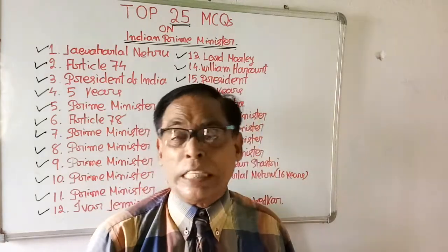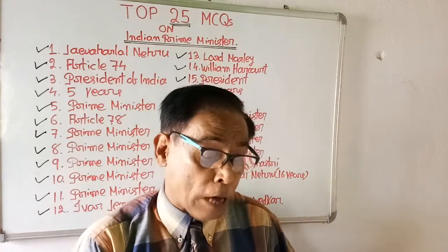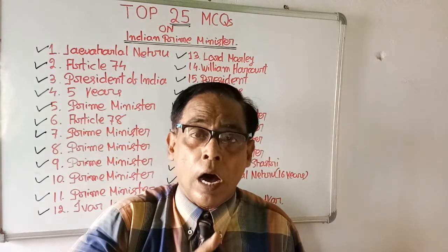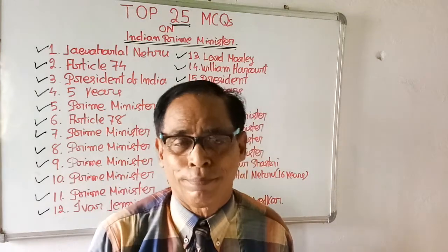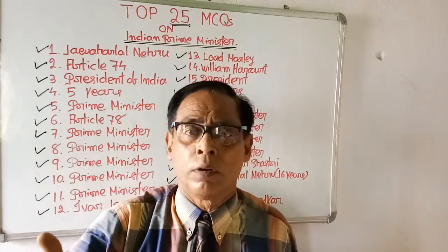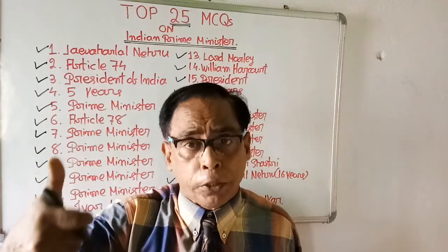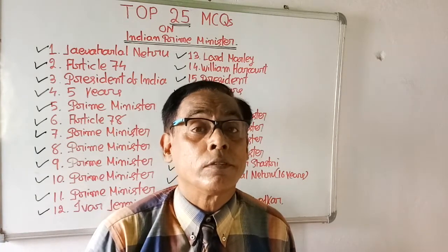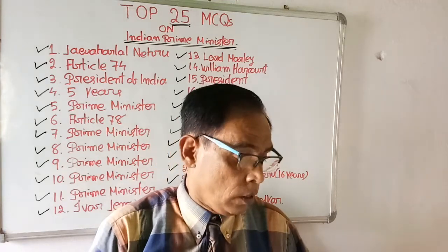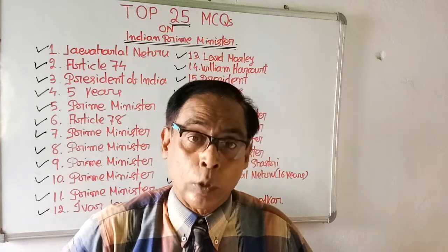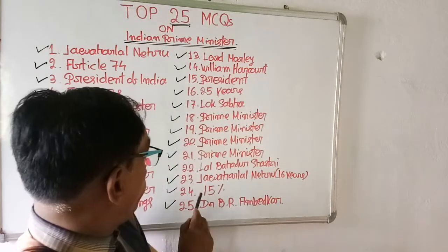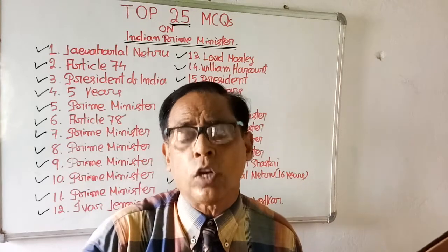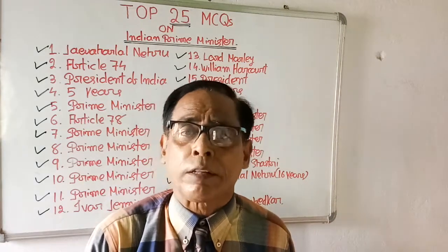Then come to question number 24. It is very, very important. The strength of Council of Ministers of the Union should not be more than how much percentage of the Lok Sabha? No doubt a Council of Ministers will form. But it should not be more than what percentage of the Lok Sabha? Choices here again 4: 16%, 12%, 20%, and 15%. Question 24, right answer is 15%. It means the Council of Ministers, which will be formed, should not be more than 15% of the total strength of the Lok Sabha.